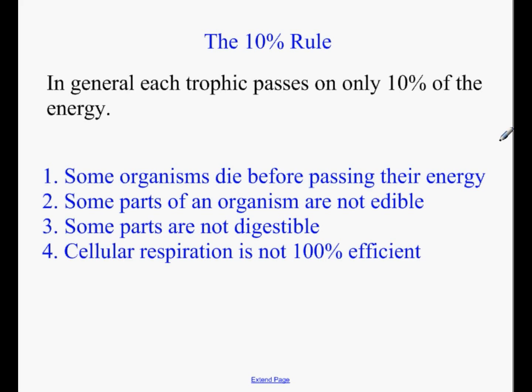Okay, now why did the pyramid get so narrow so fast? The 10% rule. In general, it's not exact, but in general, every time you go up a level, you only pass on 10% of the energy, or you lose 90%. Wow. I mean, that's an enormous loss.